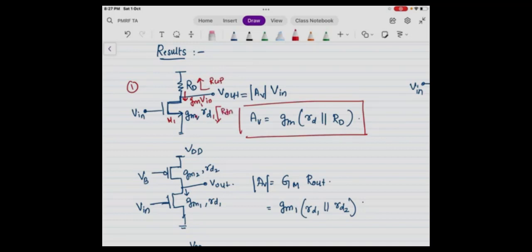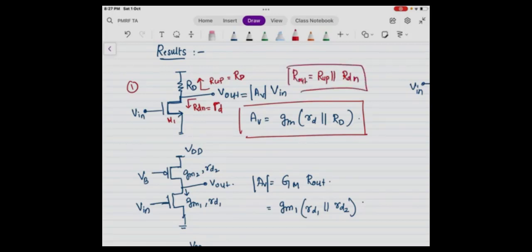So here basically, let me do a clear diagram. Here, R looking down is nothing but the MOSFET's R out. So this is small rd, and R up is nothing but capital RD. These two in parallel, R up parallel R down, is R out. That's why AV is directly GM times RD parallel rd, capital RD you can write, and you did not solve any small signal for this.